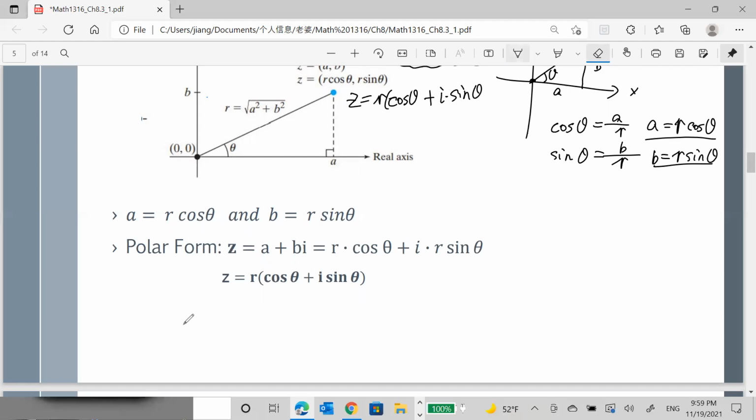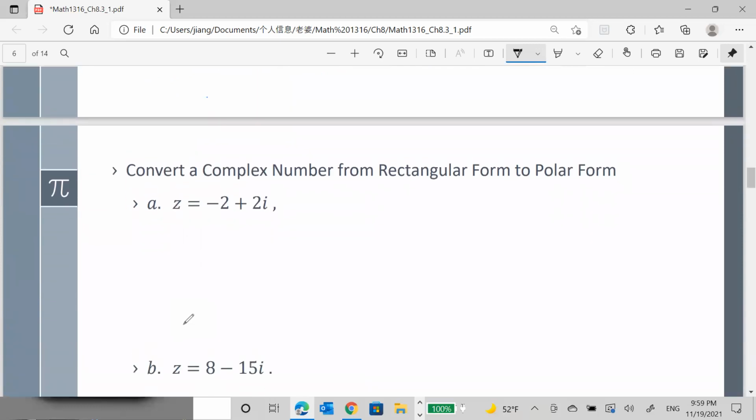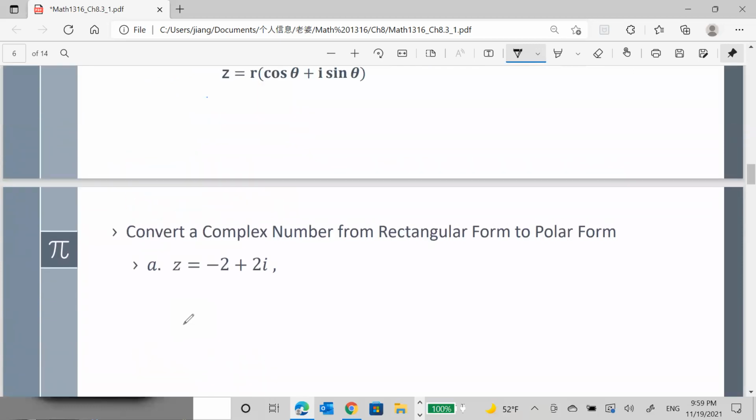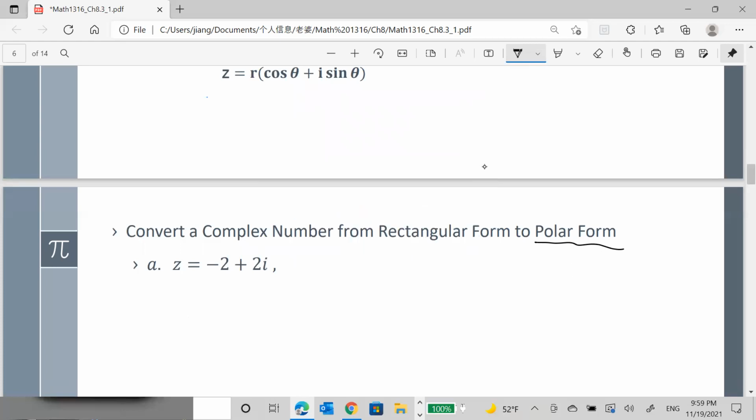Okay, let's move on to see the next part. So if there is a complex number like this, can you convert it to the polar form? I hope I can still use it before I finish this video. There's no battery for my pen.